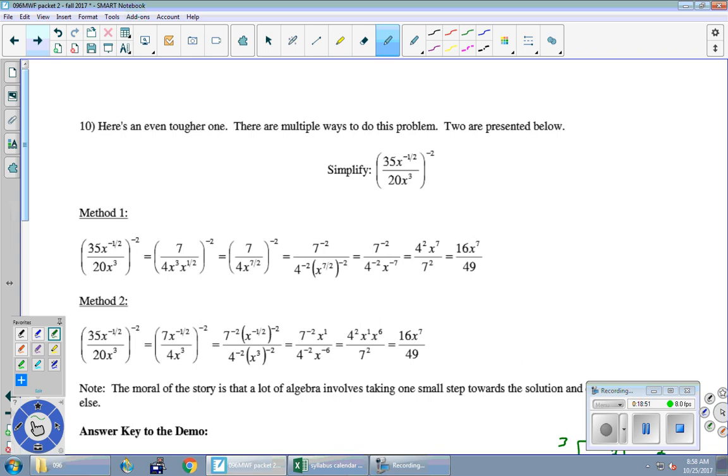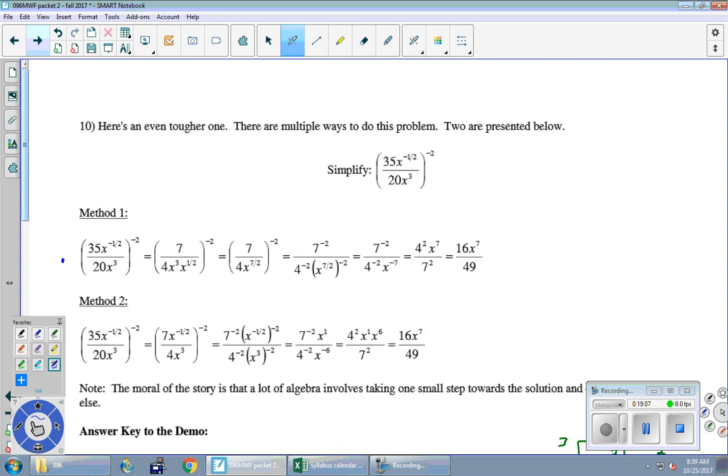So here we go: 35x to the -1/2 over 20x to the 3rd, the whole thing raised to the -2nd power. All right, there's a couple of methods written out here. We're just going to read one of them. You can read the other one later. The one that I want to read is this first one.